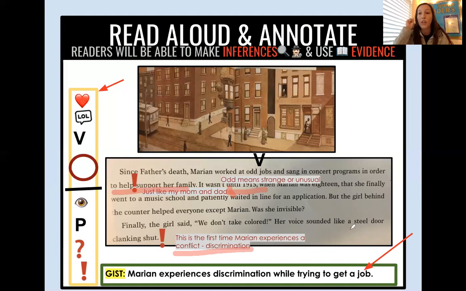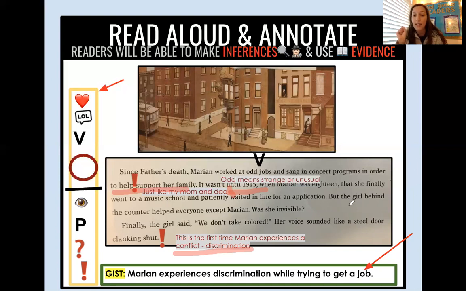Now, if we think about how Marion was working at anything she could to help support her family, and how she wasn't allowed to go to music school, we know from the think marks on this page that we want to think, who or what is this mostly about? This is mostly about Marion. It talks about her family, and it talks about the girl at the music school, but the name that I see over and over, and the character that I'm learning about on this page, is Marion. So my who or what for the gist is Marion.